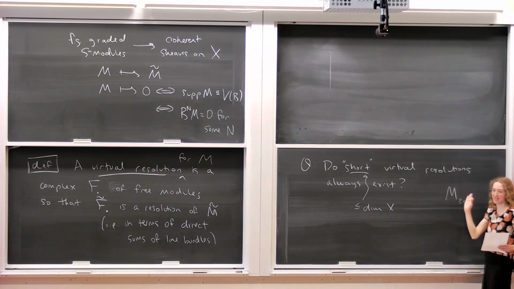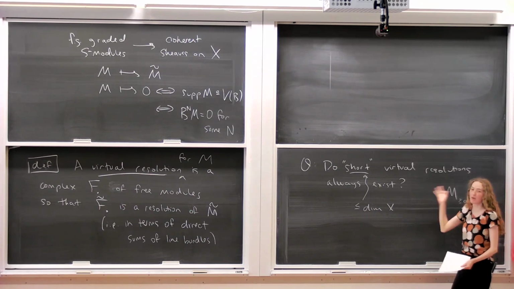Like, it's always going to end up at dimension of x. So if you start with something that had a shorter resolution, it's going to get longer, but it's always going to be less than the dimension of x. And we'll see more examples of this in a bit.